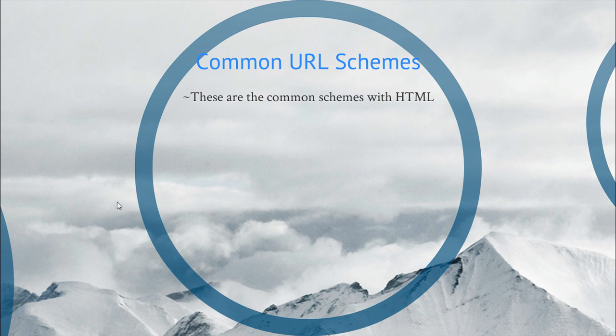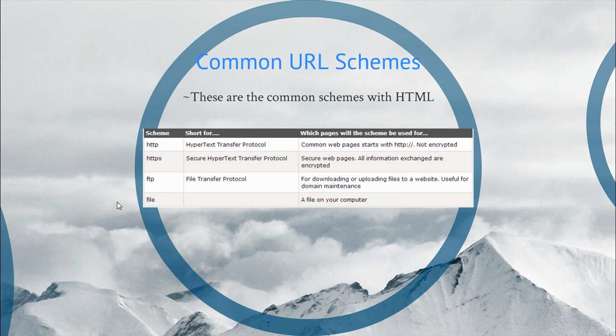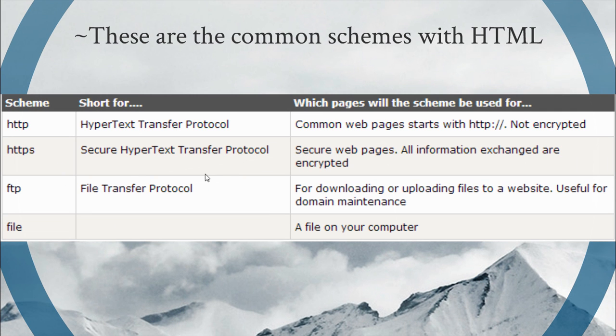Common URL schemes. The table below lists some common schemes. So here are some schemes. HTTP stands for Hypertext Transfer Protocol, and this is not encrypted. HTTPS is more secure, and it is encrypted. FTP, file transfer protocol, is for uploading files to a website or useful for domain maintenance. And file, which doesn't have an abbreviation, is just for a file on your computer.